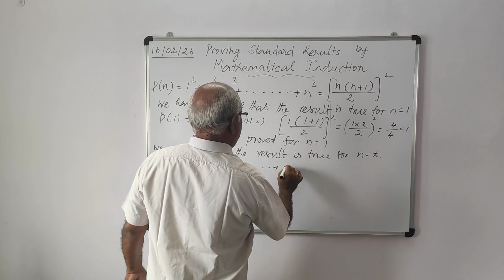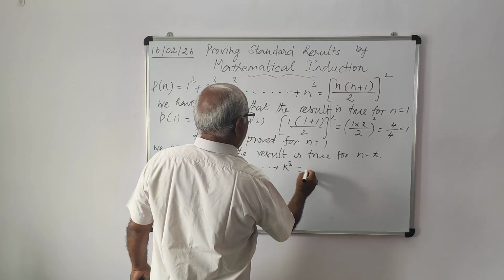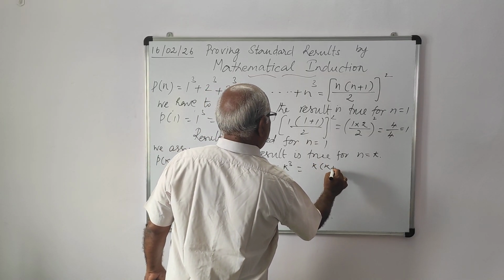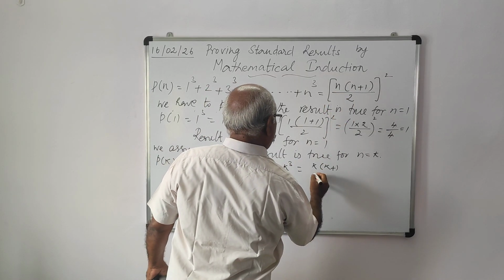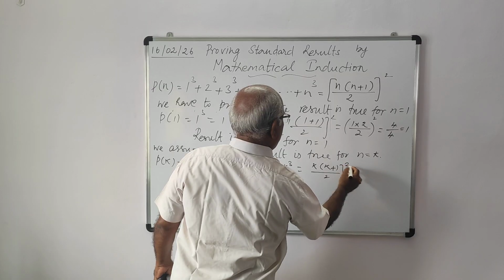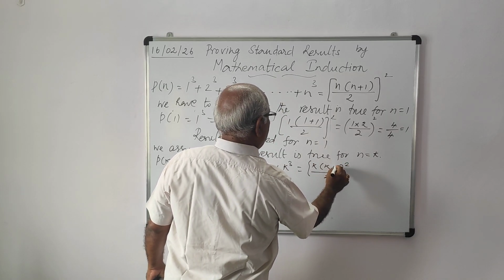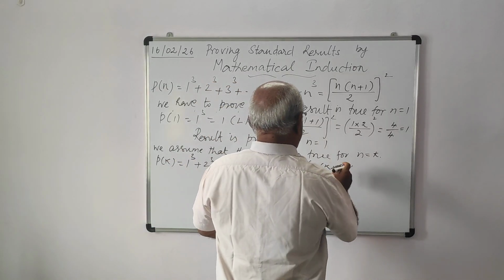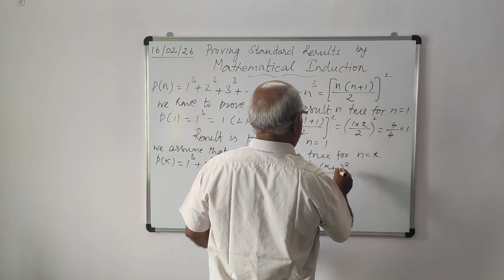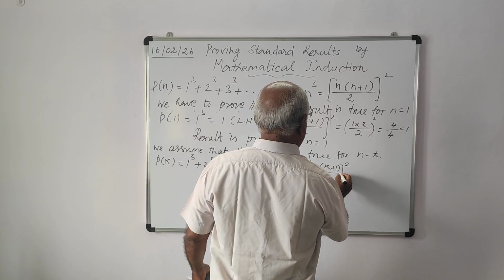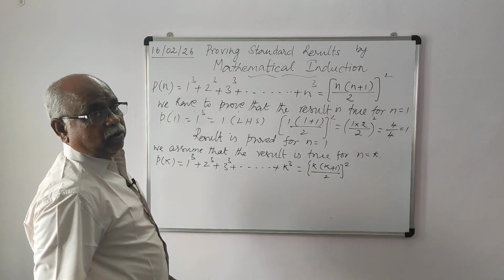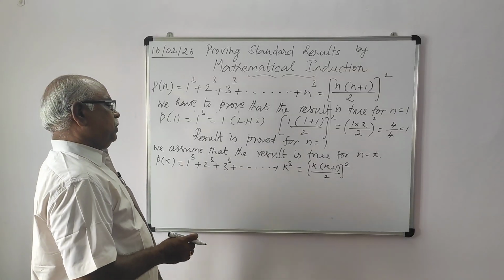Plus k cube equal to k into k plus 1 by 2, the whole square. K into k plus 1 by 2, the whole square is true for n equal to k.